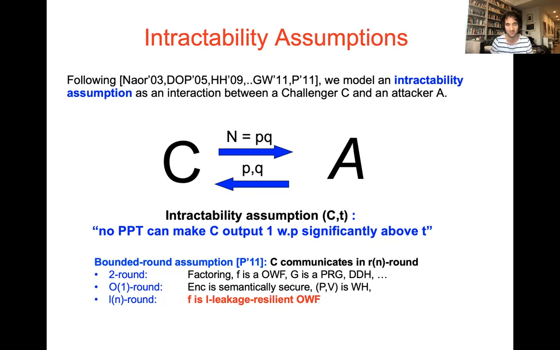So 2-round assumptions capture things like factoring, or that F is a one-way function, and so on. Constant round assumptions capture things like the assumption that an encryption scheme is semantically secure, or that some constant round interactive protocol is witness hiding, etc. We can consider, in fact, things that are not constant round. Let's say an L-round assumption can be used to capture exactly the assumption that a particular function f is L leakage resilient. If you remember the way I defined leakage resilience, it is exactly an L-round assumption in this framework.